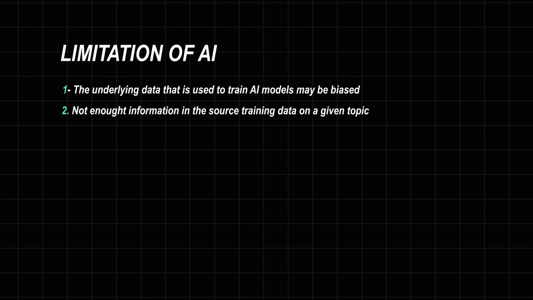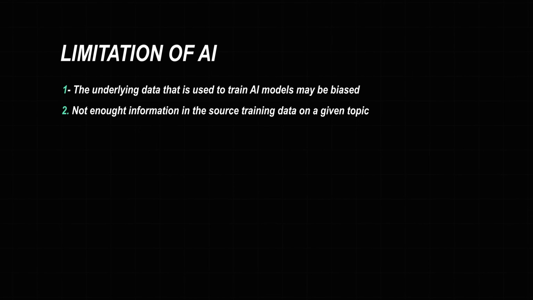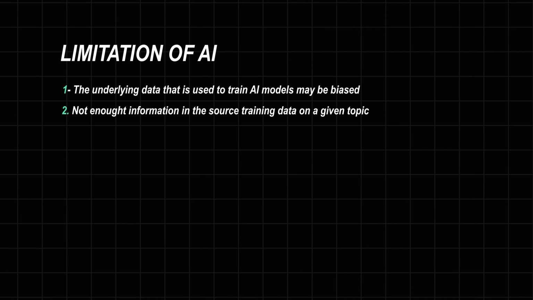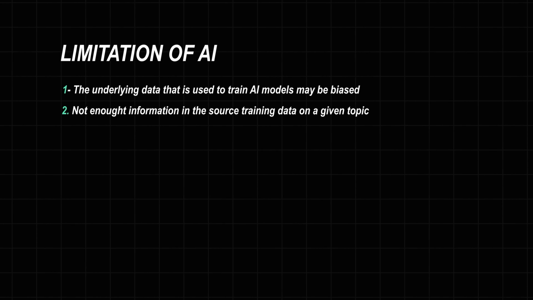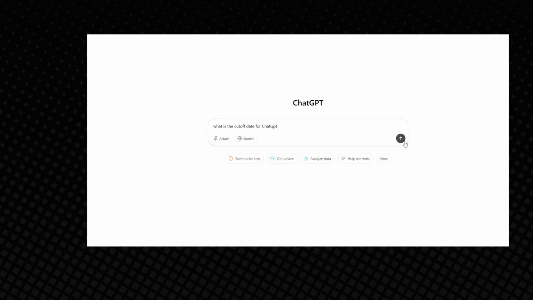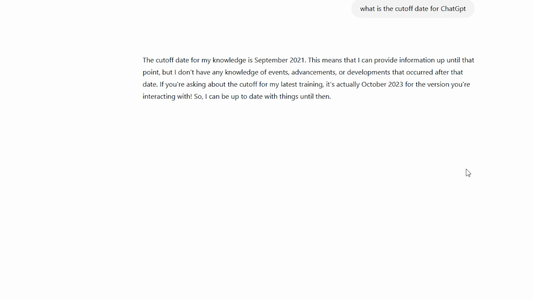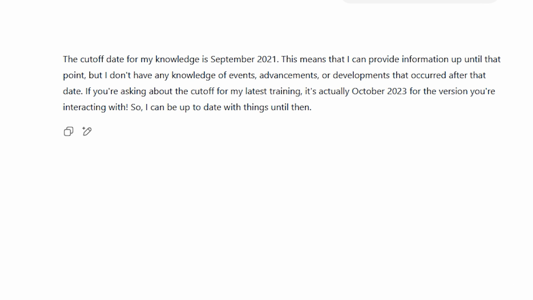Second, there simply wasn't enough information in the source training data on a given topic, and many AI models have a cutoff date. So if you ask for something that happened recently, it won't have enough data on that topic to give you an accurate answer.